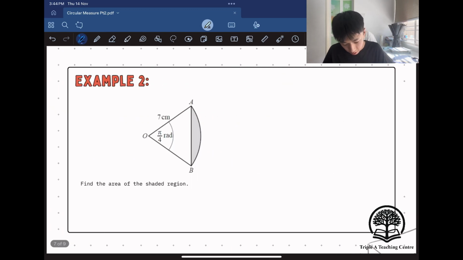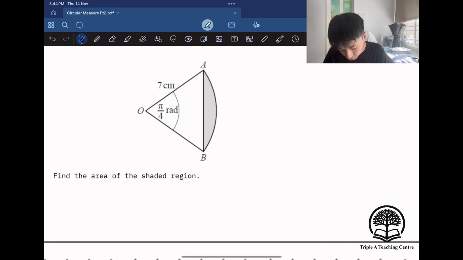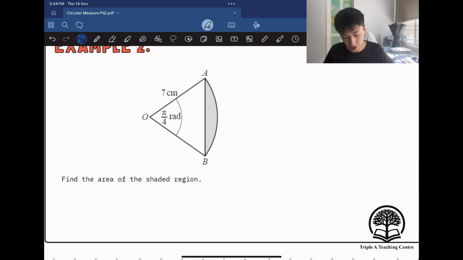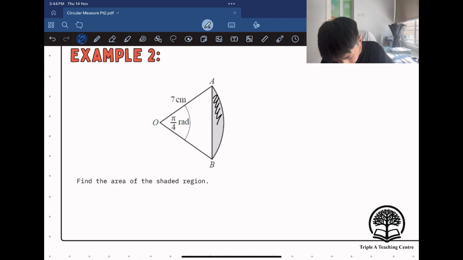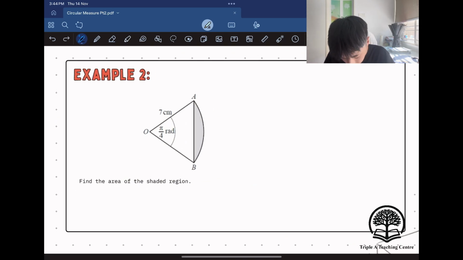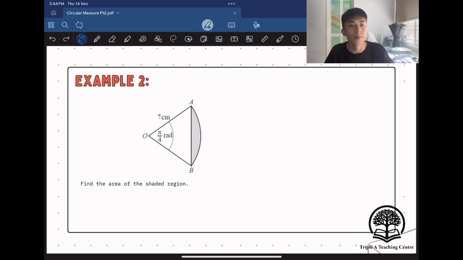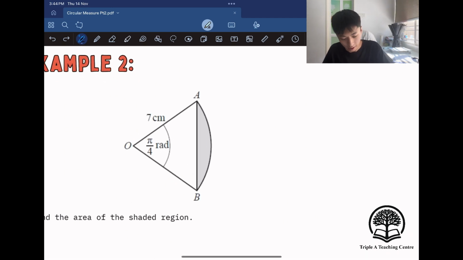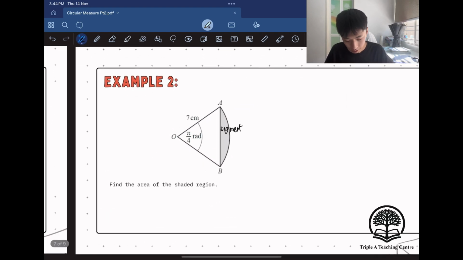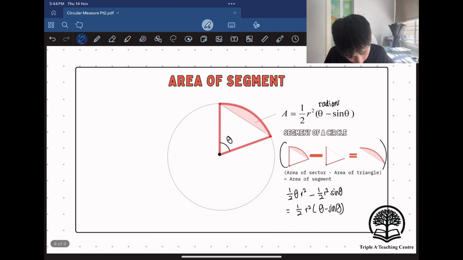Alright, moving on. It's the same diagram, but this time we will need to find the area of the shaded region over here. You see this part? So how do we find the area of the shaded region? Do you still remember? This is known as a segment, right? So what is the formula for a segment? Okay, 5, 4, 3, 2, 1. Hopefully you remember. If you don't, the formula is over here.